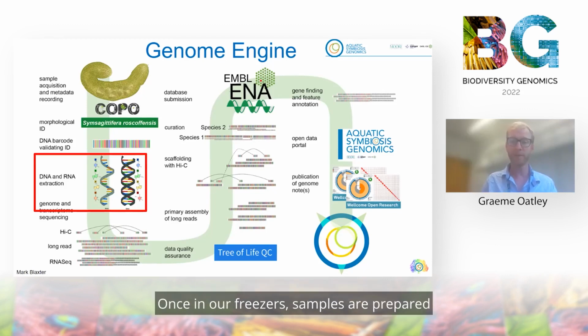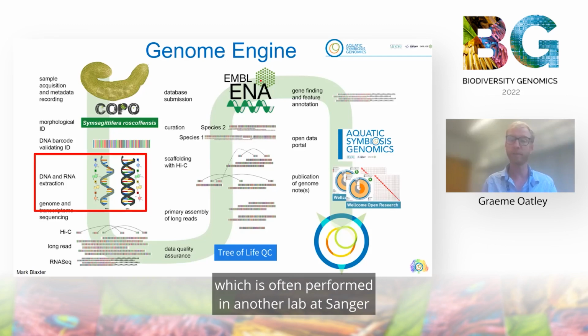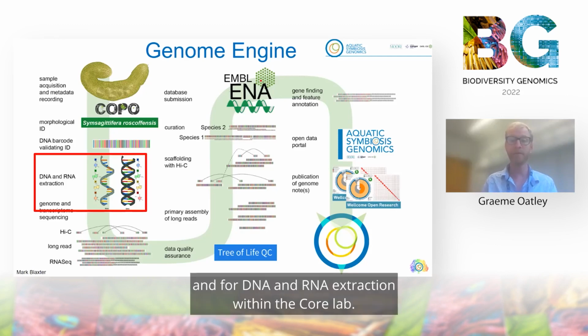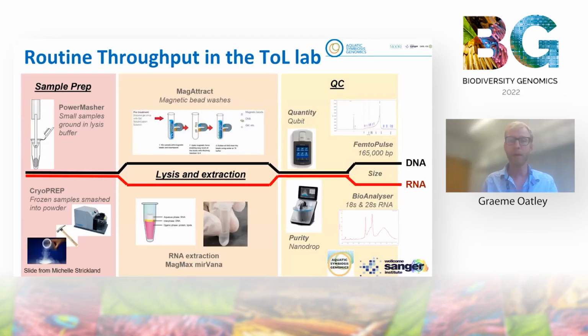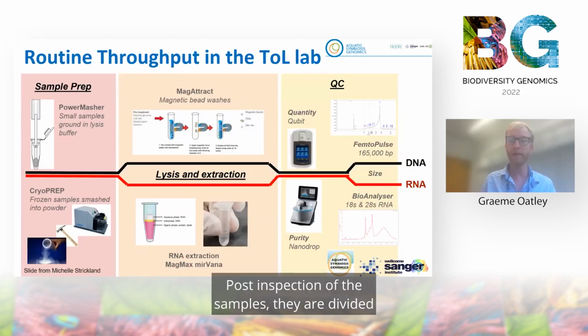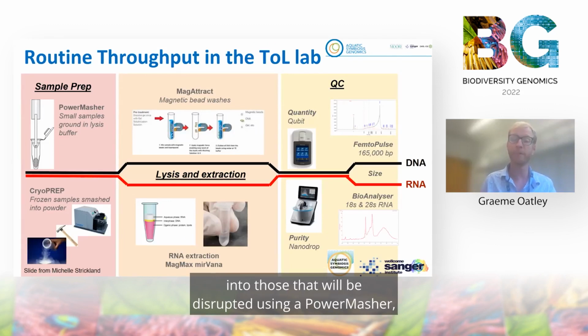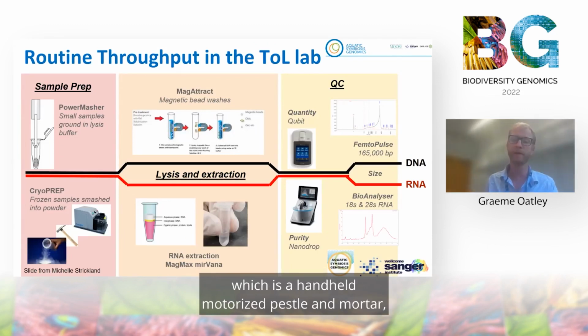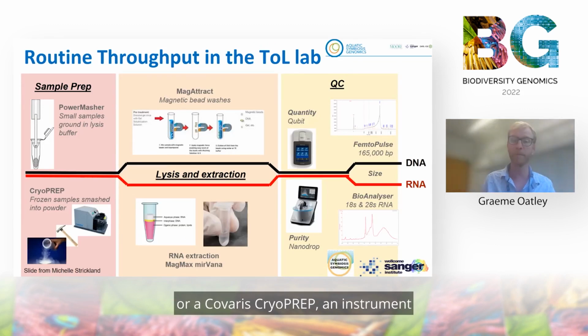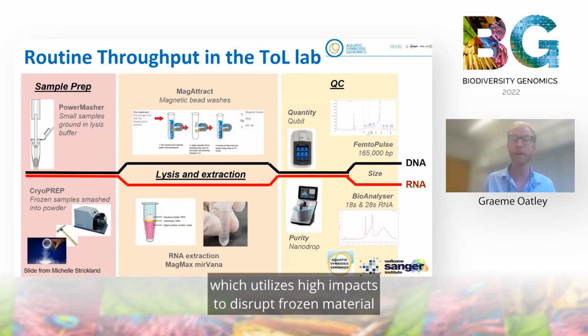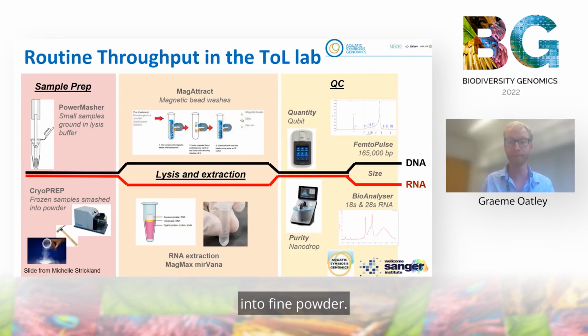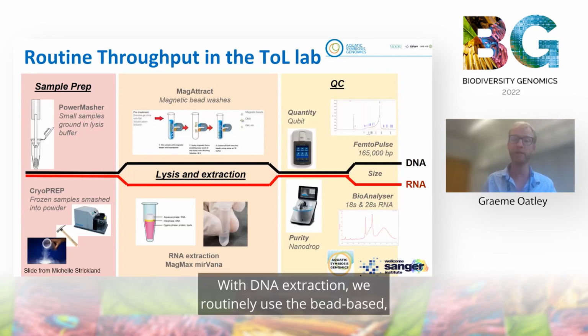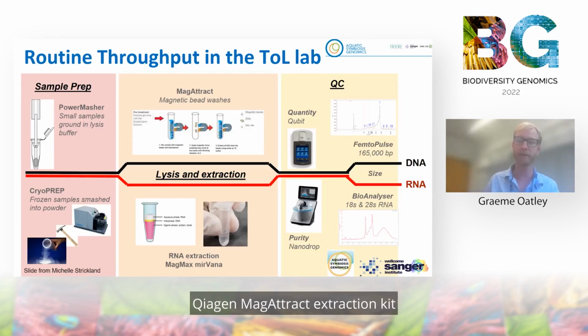Once in our freezers, samples are prepared for high-C sequencing, which is often performed in another lab at Sanger, and for DNA and RNA extraction within the core lab. Post-inspection of the samples, they are divided into those that will be disrupted using a power masher, which is a handheld motorized pestle and mortar, or a Covaris cryoprep, an instrument which utilizes high impacts to disrupt frozen material into fine powder. For DNA extraction, we routinely use the bead-based QIAGEN MagAttract extraction kit to obtain high molecular weight DNA.